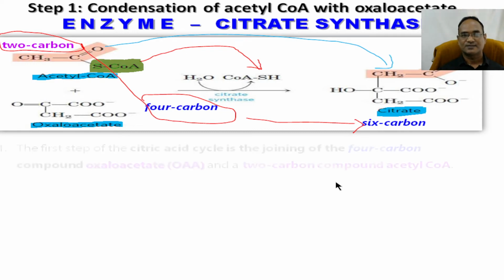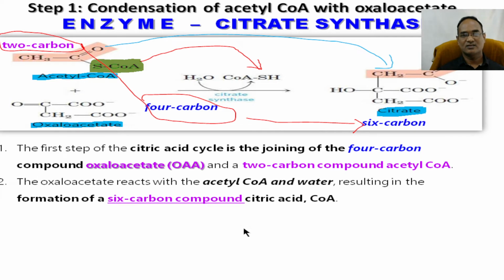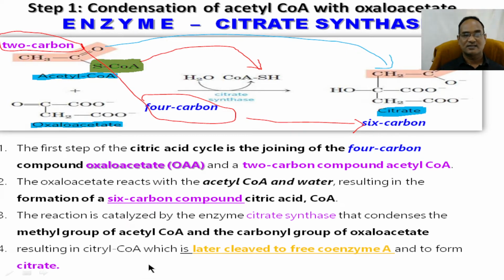You can see the first step of the citric acid cycle is to join the 4 carbon compound with the 2 carbon compound. So totally it is a 6 carbon molecule. The citric acid cycle first phase is generated, resulting in citryl CoA, which is later cleaved, freeing coenzyme A, to form citrate. So it is a very simple process.